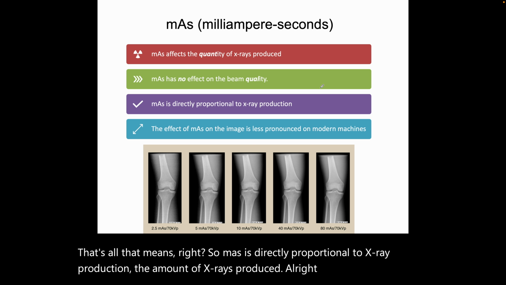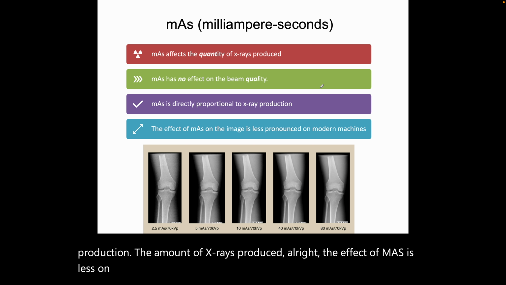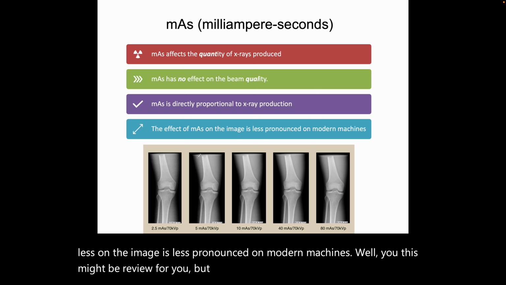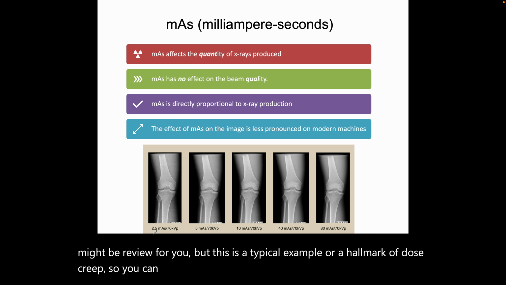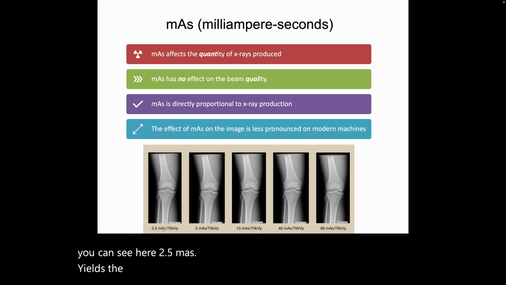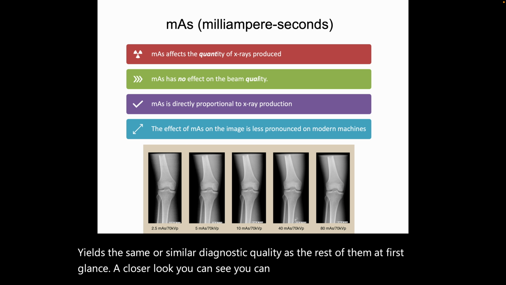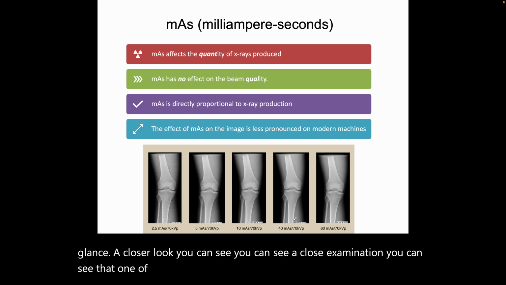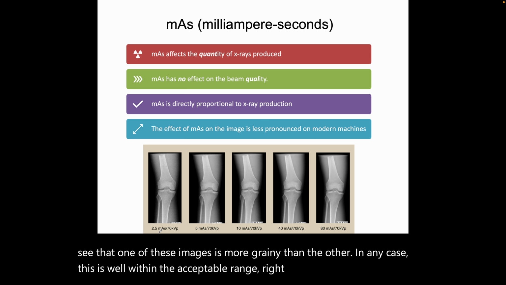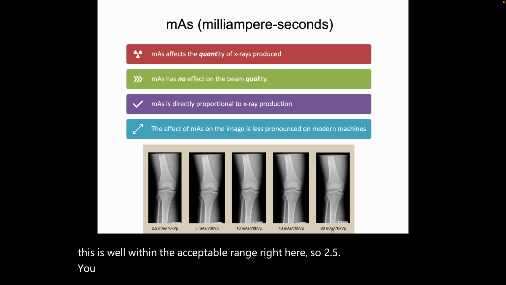The effect of MAS on the image is less pronounced on modern machines. This might be a review for you, but this is a typical example, or a hallmark, of dose creep. You can see here 2.5 MAS yields the same or similar diagnostic quality as the rest of them at first glance. On close examination, you can see that one of these images is more grainy than the other. In any case, this is well within the acceptable range. So from 2.5 all the way up to 80 MAS, you can still get a diagnostic image. You can still see what's wrong, right?